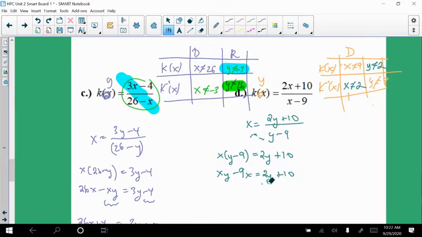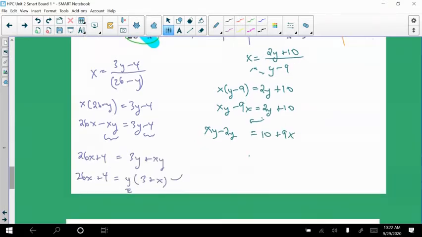And we want to get y's by itself. So it doesn't really matter which side we put them on. Maybe I'll move this 2y over and move this negative 9x to the other side. So if I subtract 2y, I get xy minus that 2y. Here's my 10, and I'm adding the 9x. And then I can factor out the y. So I get y times the quantity x minus 2 equals 10 plus 9x. And finally divide that across. So y is equal to 10 plus 9x divided by x minus 2.